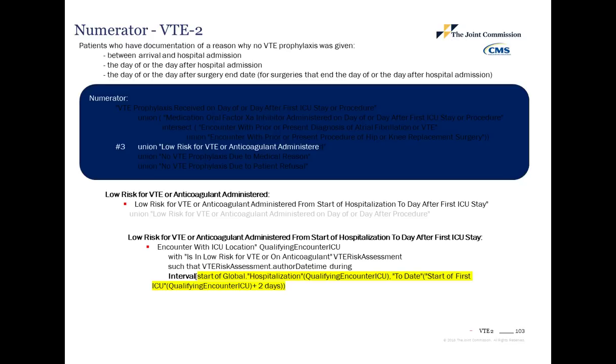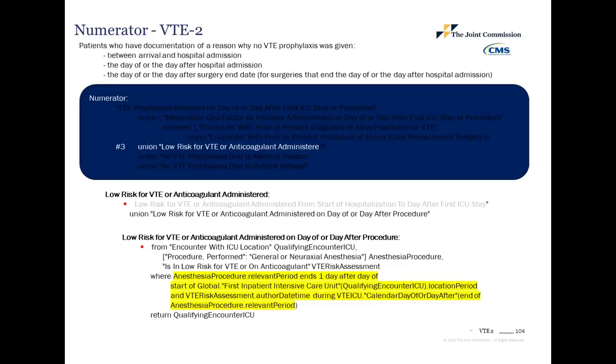Here in the first timing condition, we use interval to define the time period between start of hospitalization to 1 calendar day after first ICU starts. So any of the low VTE assessments or medication administrations should occur between start of hospitalization and the day after first ICU stay. In the second condition, any of the low VTE assessments or medication administrations should occur on day of or day after procedure. And again, the procedure ends 1 day after day of start of first ICU.